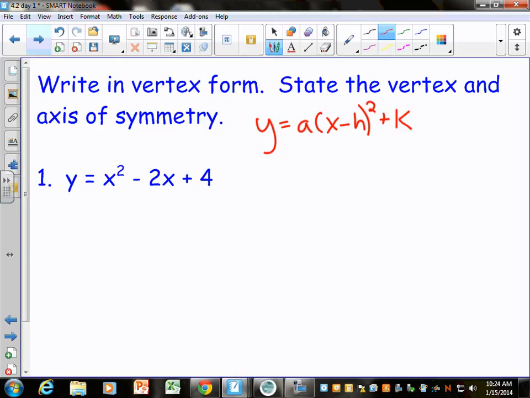Alright, so here's the thing. This is not in vertex form. We want to make it in vertex form. So, this is a perfect square. This is not a perfect square. How do you take something that's not a perfect square and magically turn it into a perfect square?